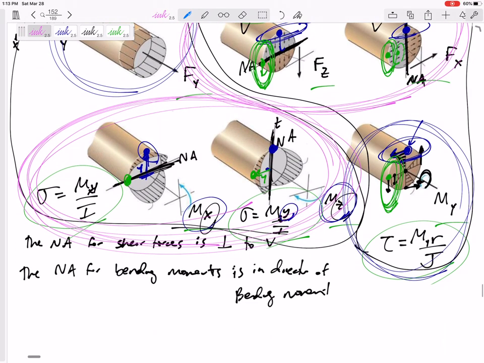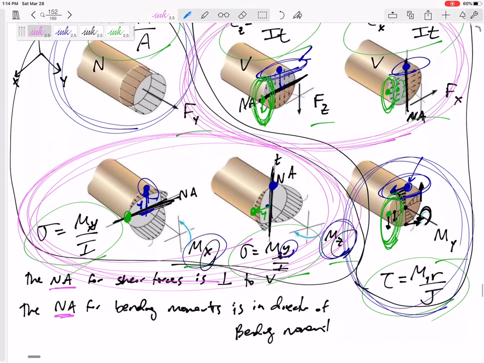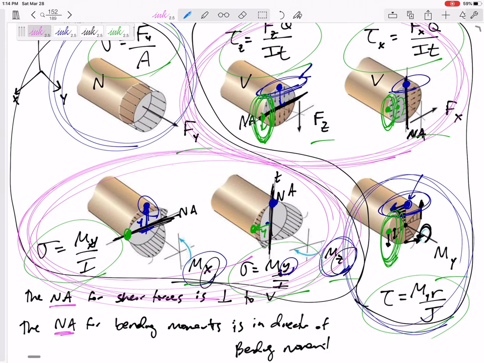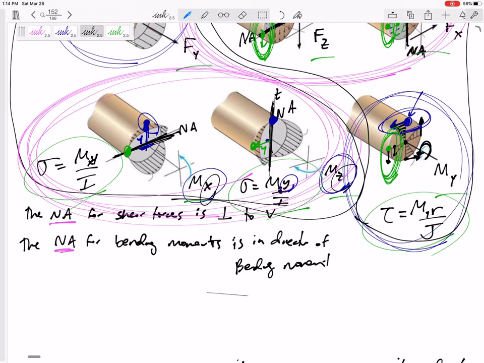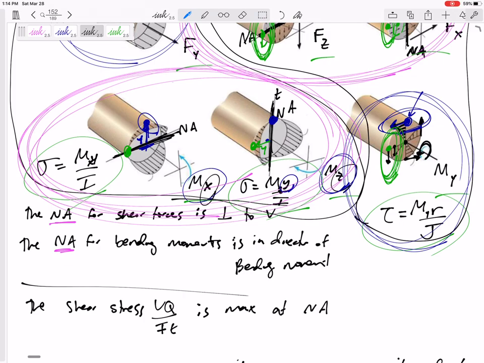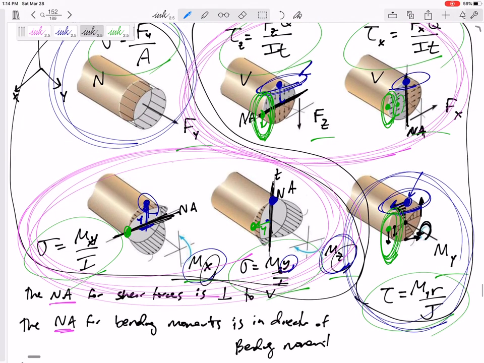All right, labeling the neutral axis I think is important. The neutral axis for the shear force is perpendicular to the shear, but the neutral axis for the bending moment is the same axis that the moment is bending about. All right. The shear stress VQ over IT is a maximum at the neutral axis. Did you see that? Did you get that? If we're on the neutral axis, that's the maximum VQ over IT. You are going to have some VQ over IT if you're on the neutral axis.